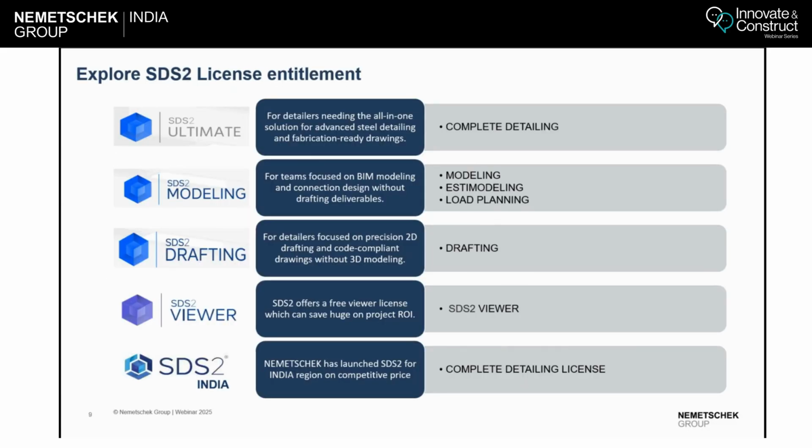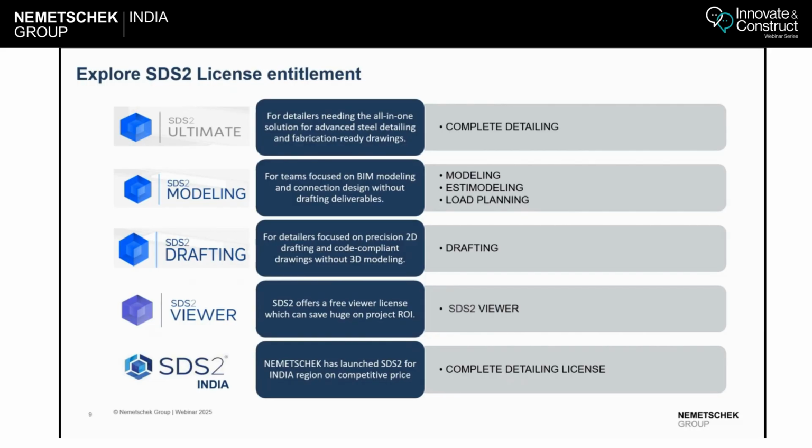So these are the license offerings we are giving. First is Ultimate. This is a complete license where you have all the capability of doing modeling and drafting tasks. You can export reports, you can do estimation, you can do load planning, you can generate your erection orders, and it has the full feature set.